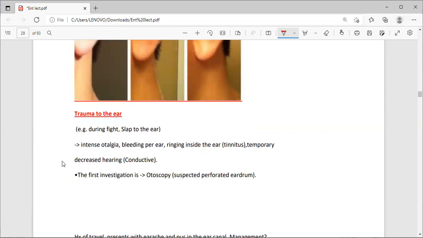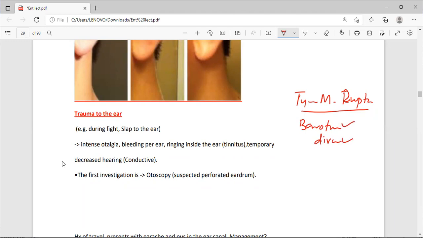So the first thing is when a patient comes to you with tympanic membrane rupture. What are you going to exclude? The first thing could be trauma, barotrauma or direct trauma. Baro means pressure. Pressure trauma could be because of a high pressure sound, or direct trauma, someone slapping. Or it could be because of the infection.